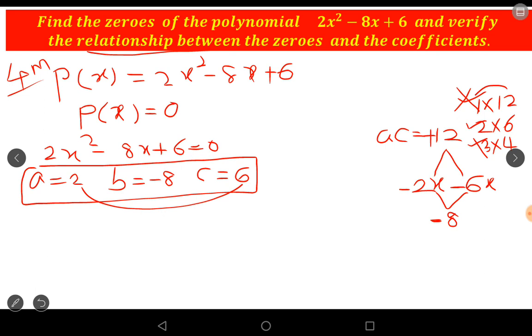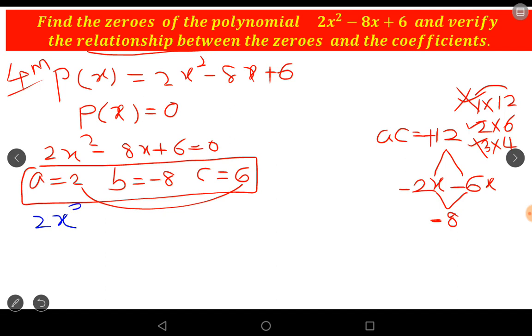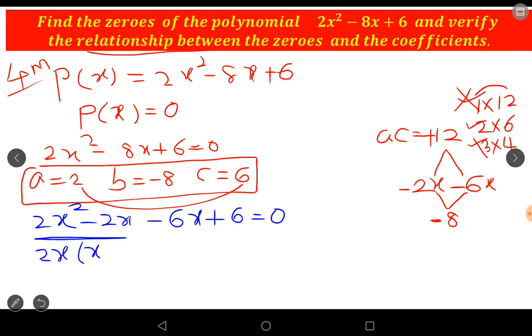Okay students, the middle term is changed to a sum of two terms. First, 2x square minus 2x minus 6x plus 6 equal to 0. Next, in the first two terms x is common and sometimes another factor 2 is also common. So 2x, x minus 1. In the third term the symbol is minus, common 6 is also common, because 6 into 1 is 6, so x. The fourth term symbol is changed, minus 1.